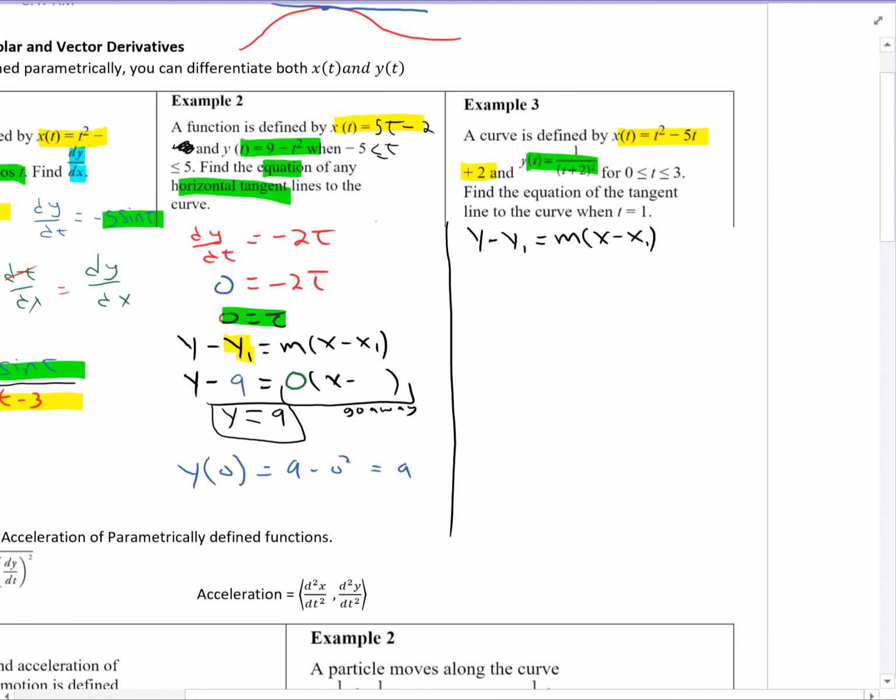There's many places you can start, but basically the idea is we need a coordinate point, and this is going to occur when t equals 1. So we can just find x of 1, right? x of 1 is going to be 1 minus 5 plus 2, which is negative 3, and then y of 1 is going to be 1 over 1 plus 2 squared, which is 9. This is negative 2.